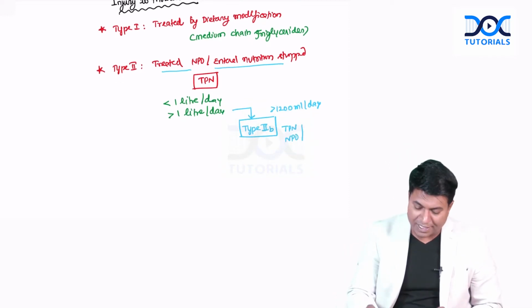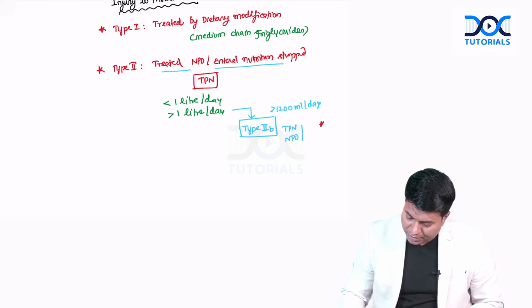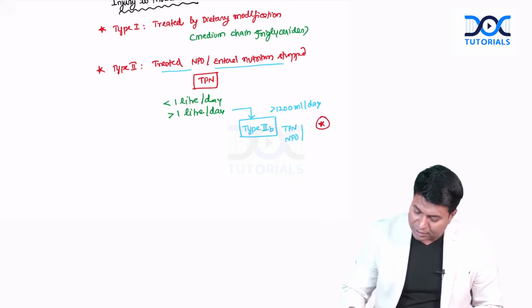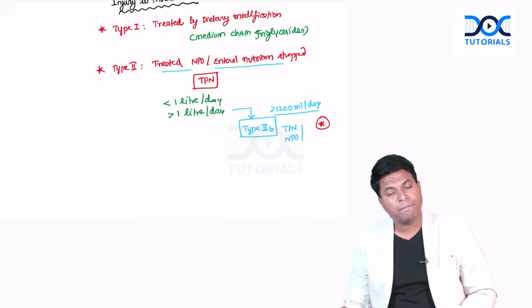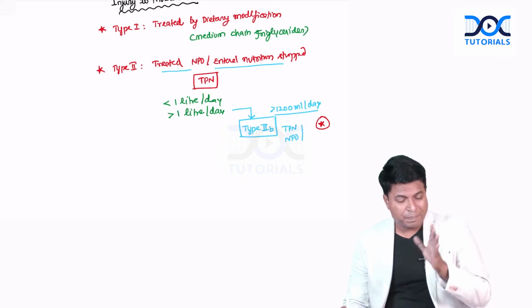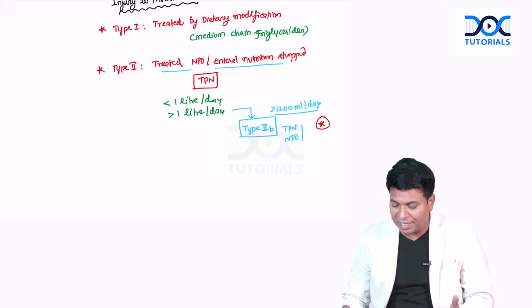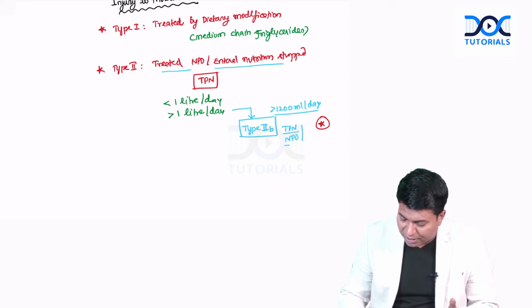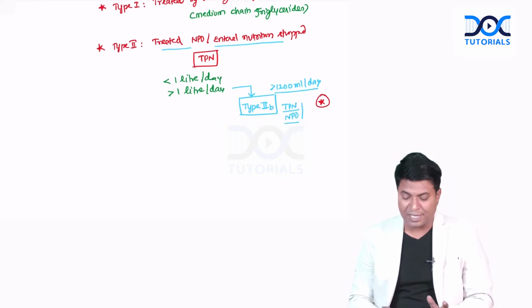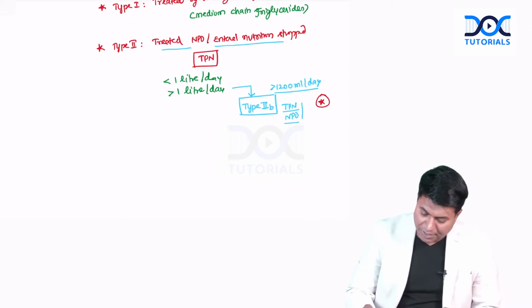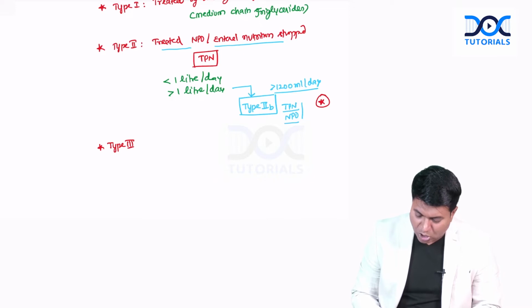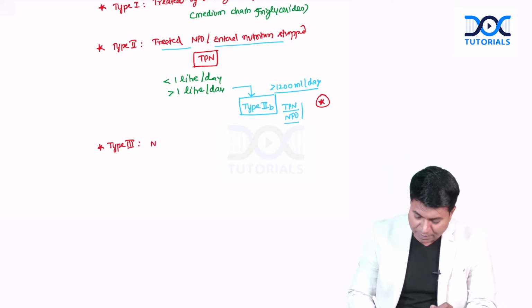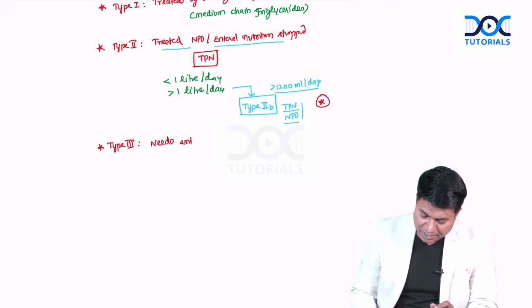This question has come in NEET SS. So what is type 2B? Type 2B is a leak which is more than 1200 ml per day that has stopped immediately as I started parenteral nutrition and nil per oral. That is known as type 2. Type 3 is a condition which needs surgical or interventional therapy. Type 3 is not stopped by the above treatment and needs interventional or surgical treatment.